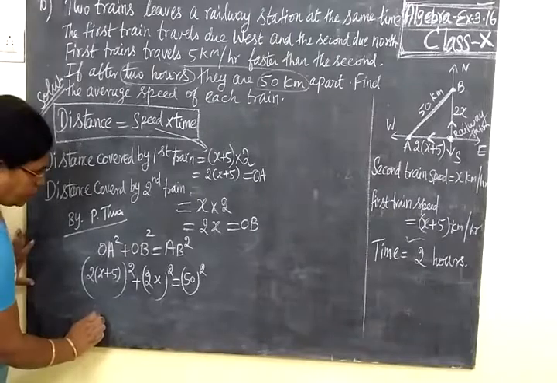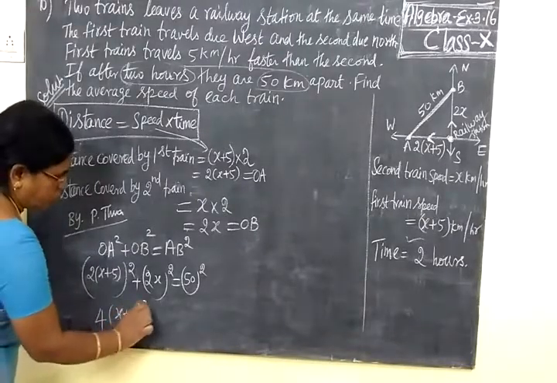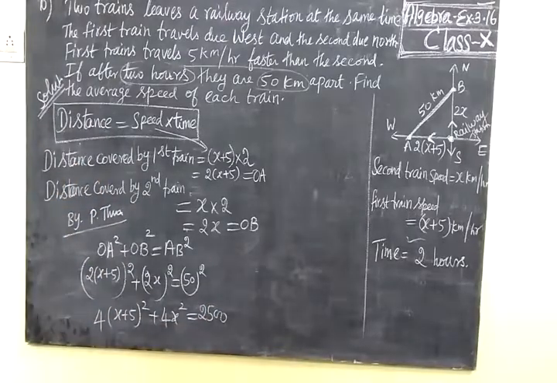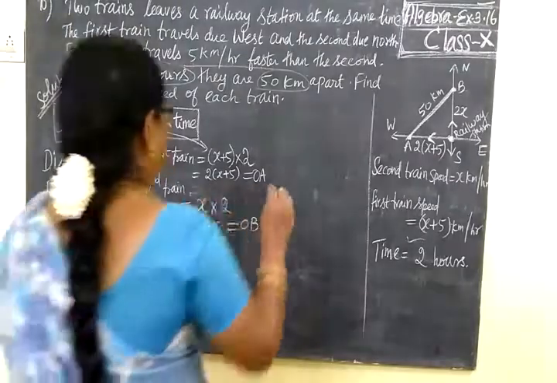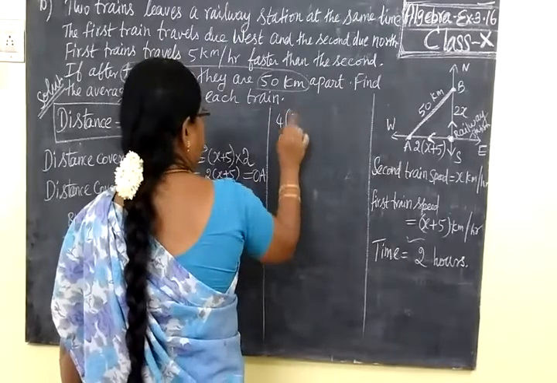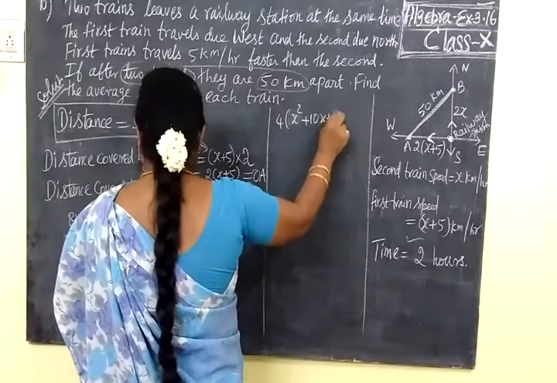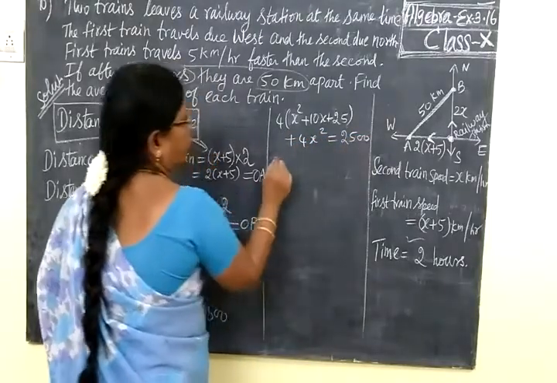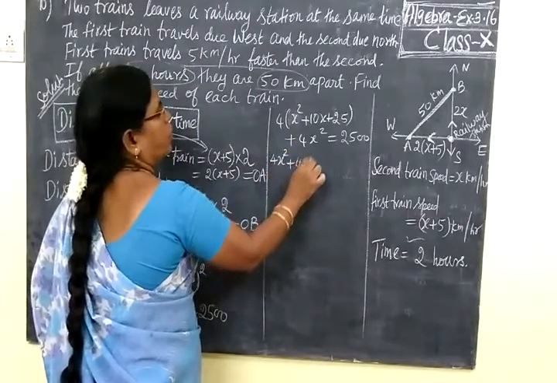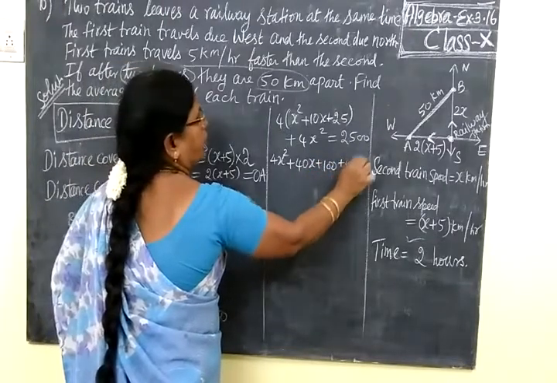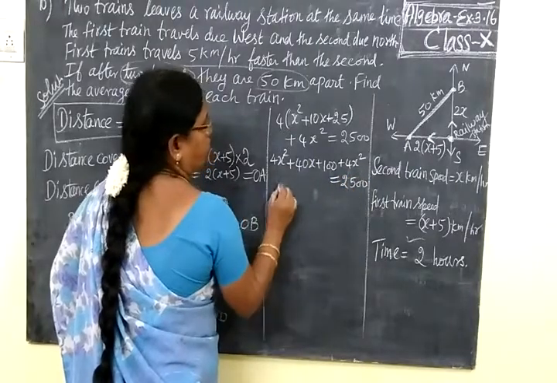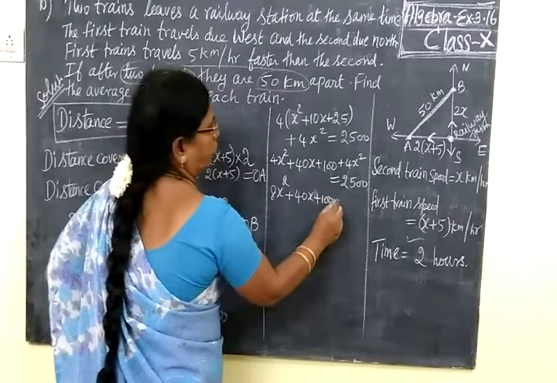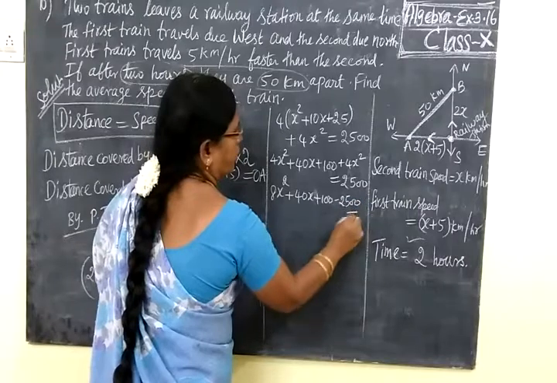So write the formula. If you expand it, you are getting 4 bracket x plus 5 whole square plus 4x square equal to 2500. Isn't it? Next we expand x plus 5 whole square: a square plus 2ab plus b square, that is x square plus 10x plus 25. Take the 4 inside: 4x square plus 40x plus 100 plus 4x square equal to 2500. So 4x square plus 4x square is 8x square plus 40x plus 100, and 2500 minus 2500 is equal to 0.